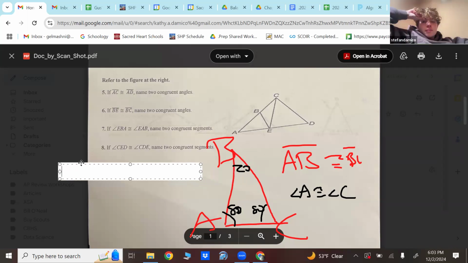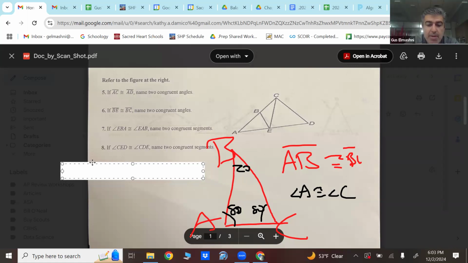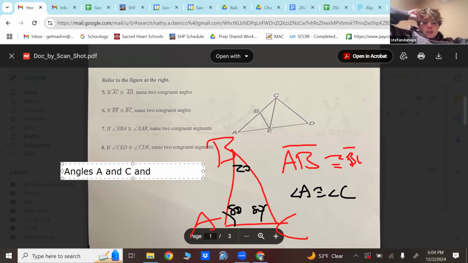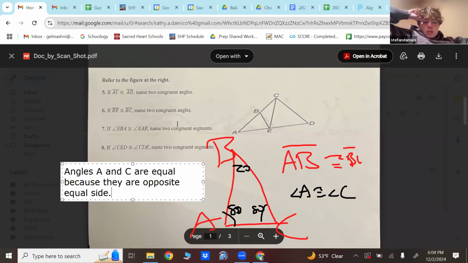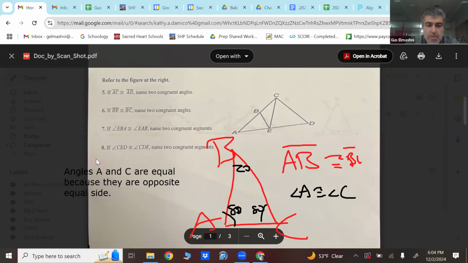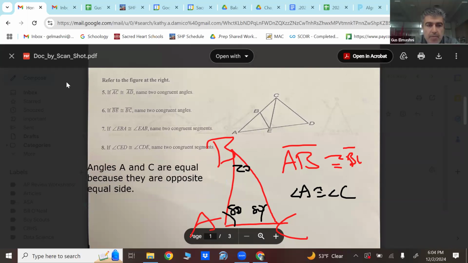Okay, that's very, very important. If anything, you need to really rewatch this part. This is the most basic stuff, so you cannot be missing this. It's not good if you are missing it. Angles A and C are equal because they are opposite equal sides. That's it. What you were just telling me right now was this scenario.